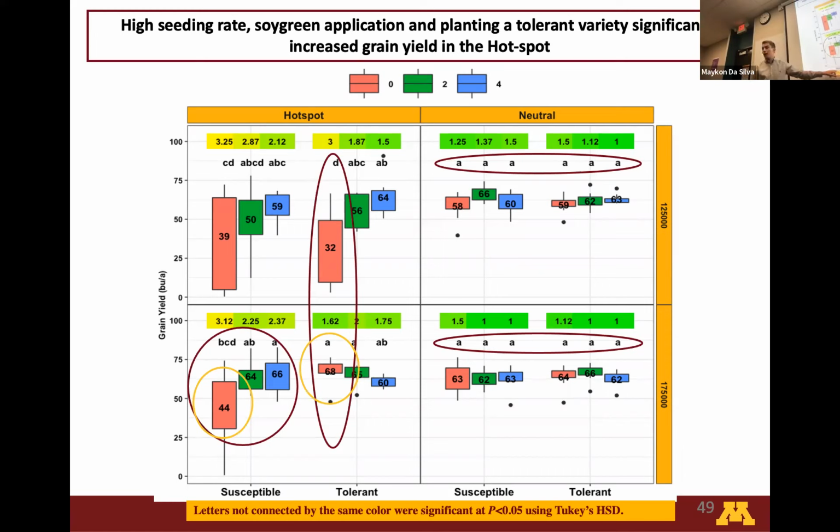out-yielded the susceptible variety by 52%. So we went from an average of 44 bushels per acre to an average of 68 bushels per acre just by planting a tolerant variety. And IDC symptoms were very different as well. We went from an average of 3.12 in our 1 to 5 visual rating system to an average of 1.62.